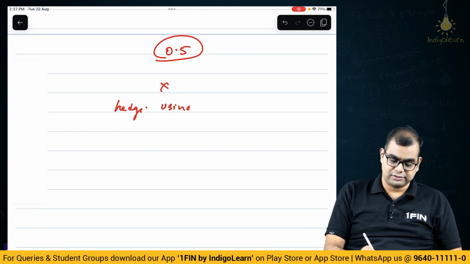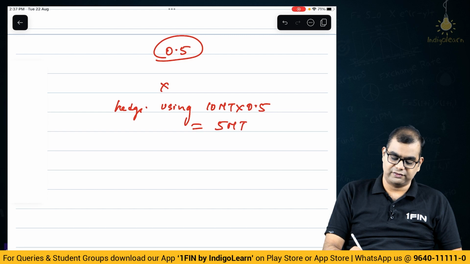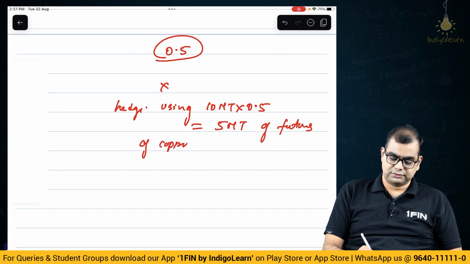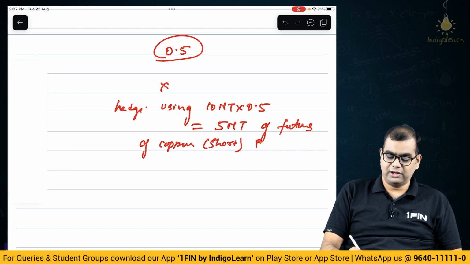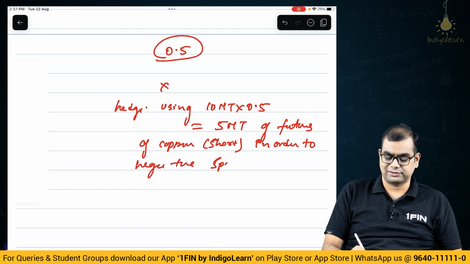using 10 MT into 0.5, that is equal to 5 MT of futures of copper, short, in order to hedge the spot exposure.